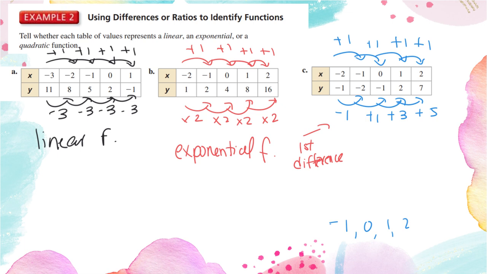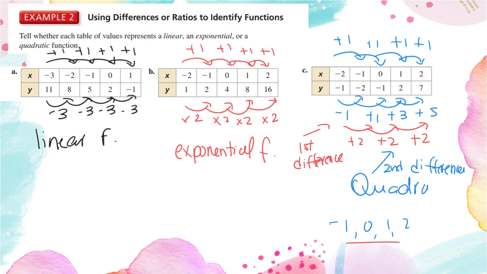So we're going to have between -1 and +1, we're climbing by 2. Remember, we have -1 and 1. Between 1 and 3, we're going to have +2. And 3 and 5, we're going to have +2. So now we could say that this is going to be our second difference. Let me write this again. It's going to be our second difference. Therefore, this is going to be quadratic.